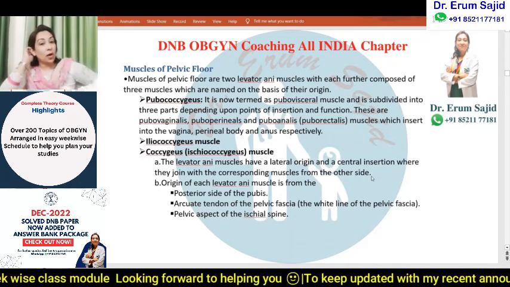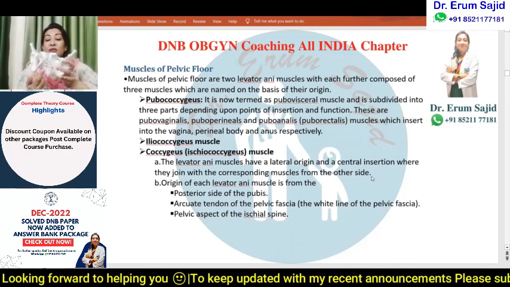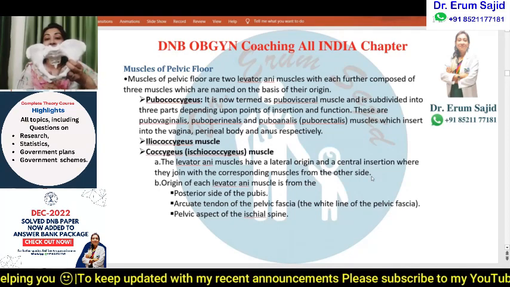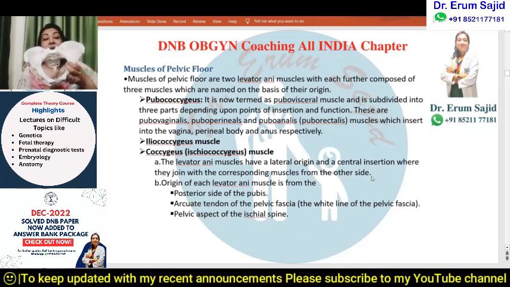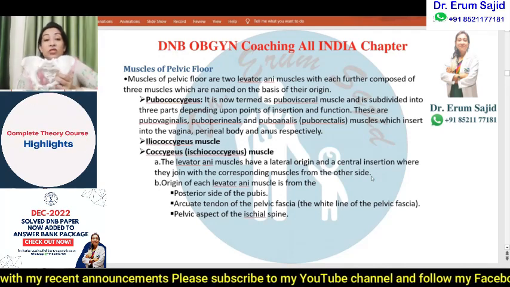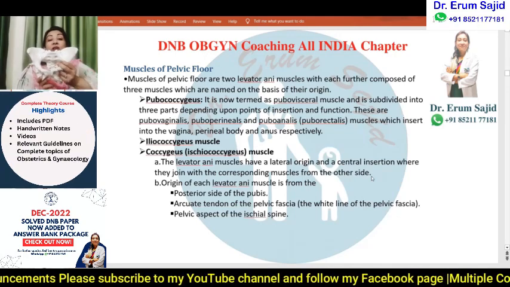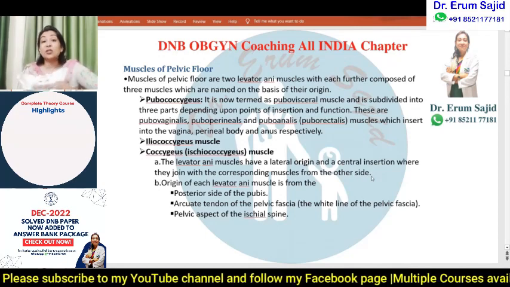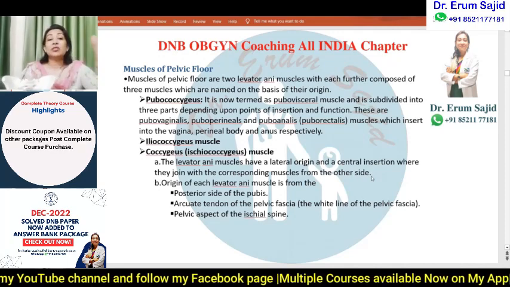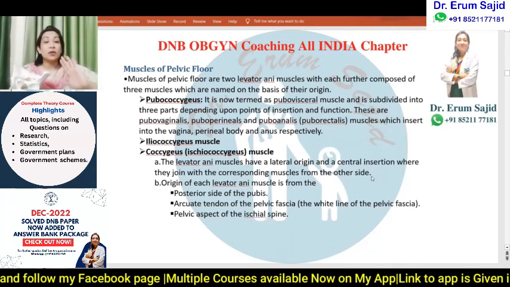Okay. So pubococcygeus, now termed the pubovisceral muscle, is subdivided into three parts. So it's pubovaginalis, because it's like a sling. Okay, it's like a sling. It's coming from the pubic bone and it's encompassing inside it the vagina, the urethra, and of course the rectum. So here it's called pubovaginalis, puboperinealis, puboanalis or puborectalis, muscle which inserts into the vagina, perineal body, and the anus. I'm not talking about urethra over here. Alright, I'll tell you what the perineal body is, what its composition is, how it comes, everything.